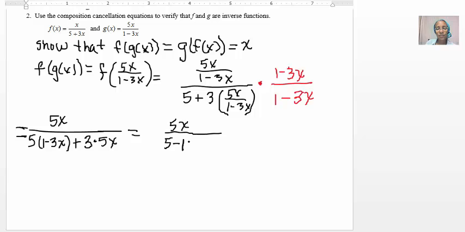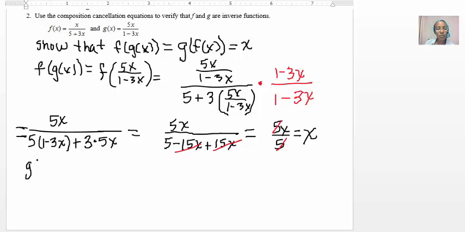5 minus 15x plus 15x. And I see that in the denominator, minus 15x adds with 15x to give 0. And I have 5x over 5. And these 5's divide out. 5 divided into 5 is 1. And 1 times x is x. Okay, so the first composition worked. F of g of x is indeed x.